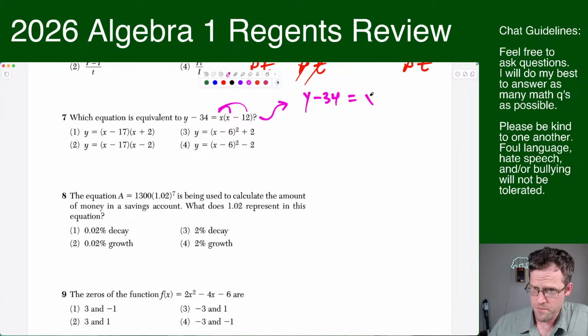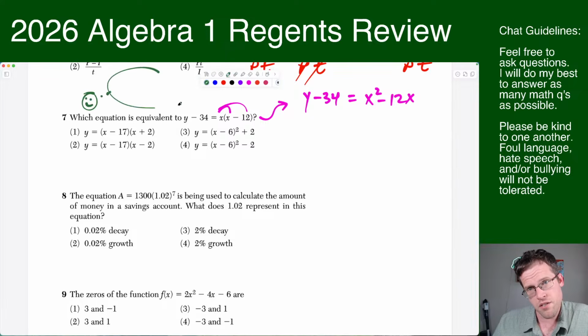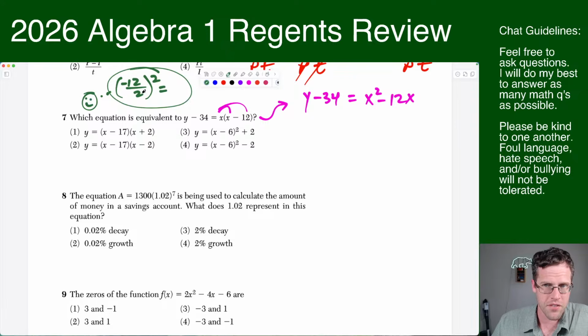So I distribute. And now completing the square. Everyone's favorite. This topic is a little tough. When you have 1x squared and then an x term, you take the coefficient in front of x, in this case negative 12, divide by 2, and then square it. Negative 6 squared is 36. That's the mystery number that I add to both sides.